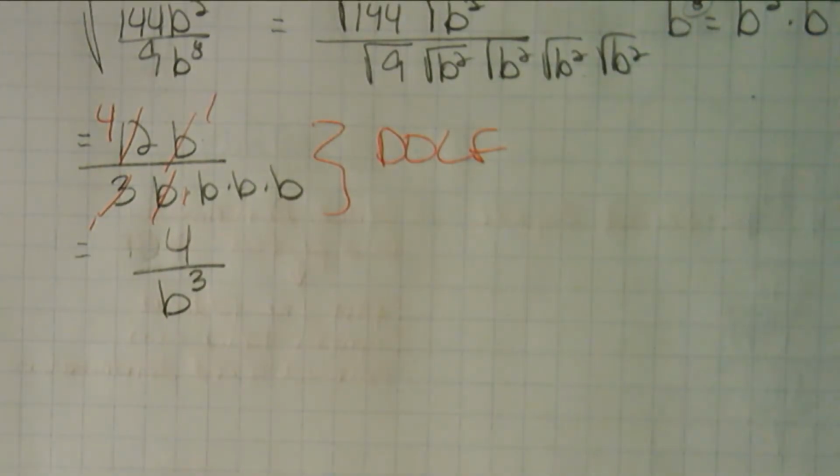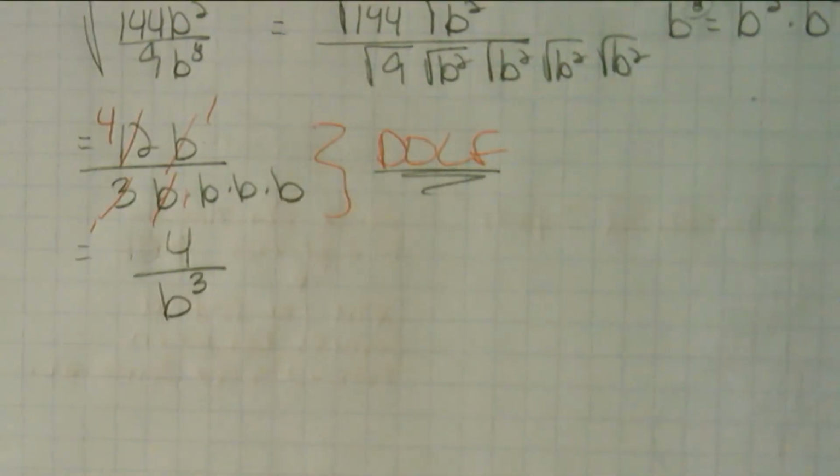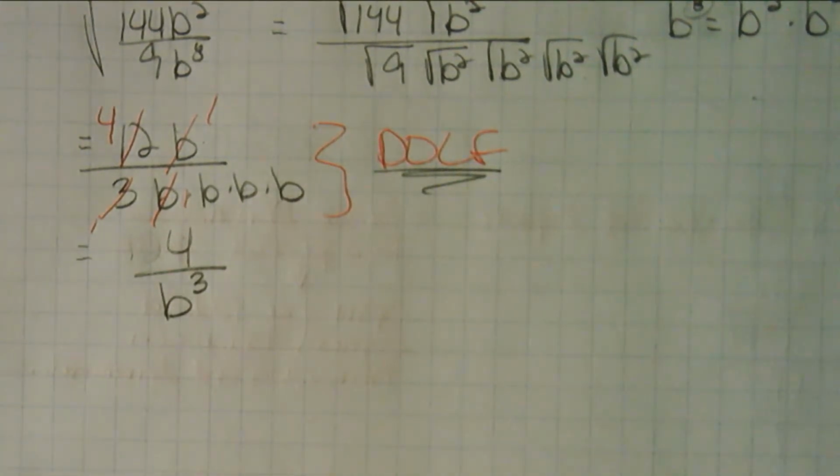How many of you guys noticed that? How many of you guys are like, oh, totally, now I see that? Okay, so DOCF whenever you can. You cannot DOCF a number outside the radical with a number inside. So it can only be the numbers outside for now.